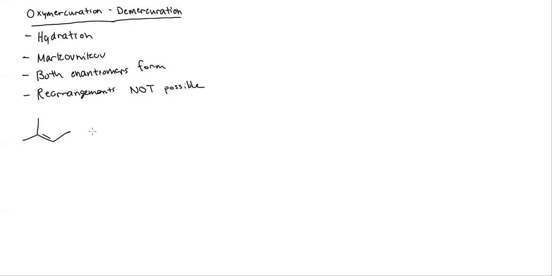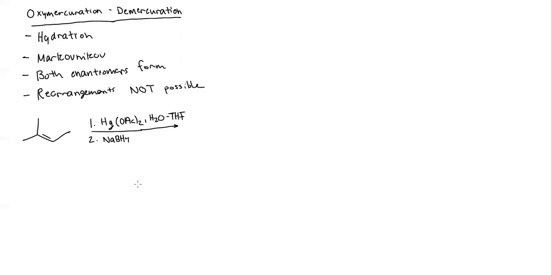So we'll start off with this alkene. And then my reagents for this are a bit of a mouthful. So my first step is HgOAc2, and then water with THF. So water with THF and HgOAc2 is the first step. Second step is NaBH4, which is sodium borohydride.